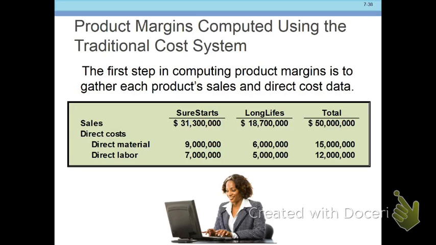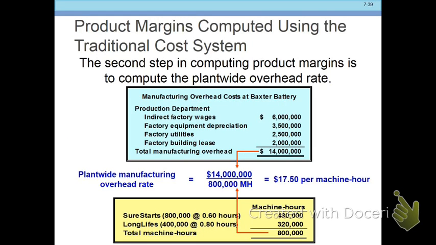Okay. Now notice the problem if we tried to do this under a traditional cost system. Keep in mind, we just calculated that the Sure Starts were a profitable battery line. The Long Lifes were not. If we go back to chapters 3 and 4 and use that, we're going to take that total manufacturing overhead of $14 million and divide it by the machine hours, okay, 800,000. There were 800,000 machine hours. We'd come up with $17.50 per machine hour.